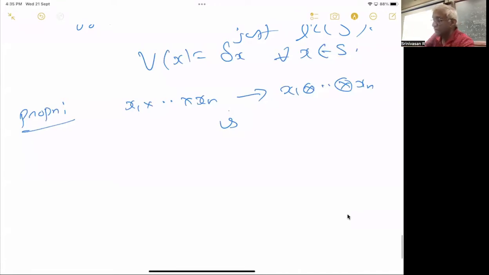These two are equal in the Gelfand pair, whatever the Gelfand pair you have defined. Okay, and so that is what. So the first thing you notice is, in the Gelfand pair, whatever we have, the inner product of x1 tensor up to xn and y1 tensor up to yn is equal to the product of inner products of xi and yi. Okay, that's what we have defined.